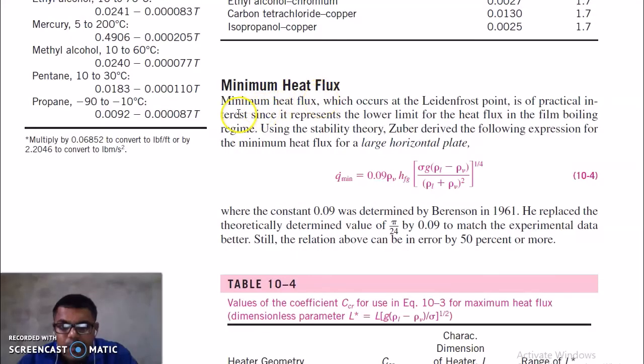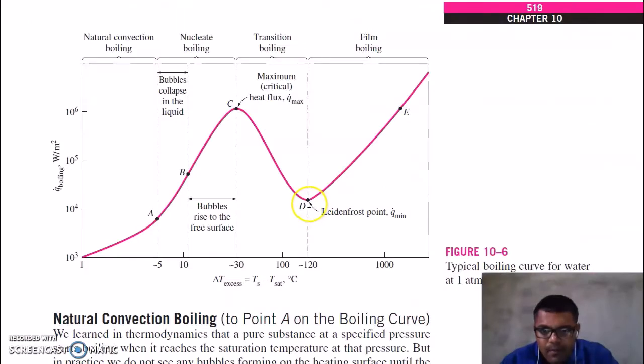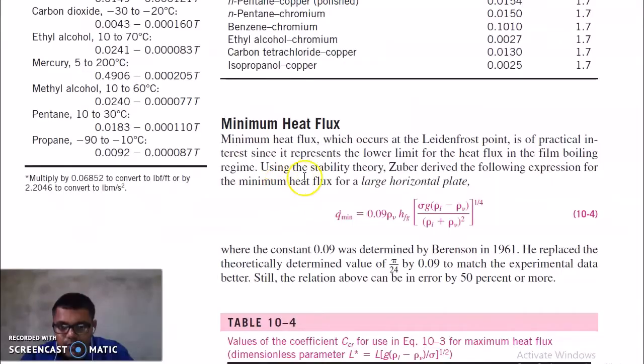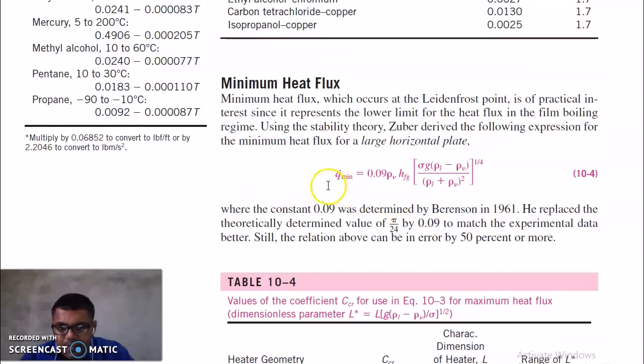Minimum heat flux, which occurs at the Leidenfrost point, is of practical interest. So this point, because at this point your film boiling starts to occur. So the heat flux corresponding to this point we have to find out. Using stability theory, Zuber derived the following expression for the minimum heat flux for a large horizontal plane, which is given by Q minimum is equal to this, where the symbols have their usual meaning.